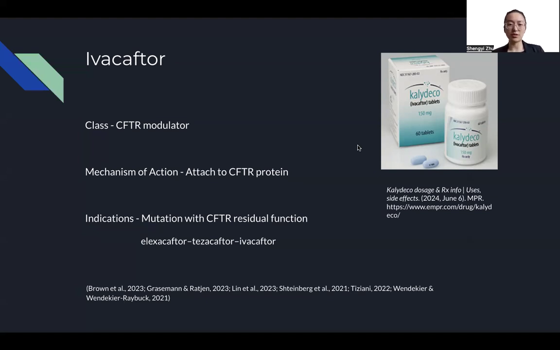Ivacaftor helps to enhance mucus hydration and promotes better removal from the airways by enhancing the activity of the chloride channel. It is used in patients with mutations that cause residual CFTR function. In patients with these mutations, it is used to enhance lung function, lessen the frequency of pulmonary exacerbation, and enhance overall quality of life. But only about 5% of people with cystic fibrosis have a variation of the disease that reacts to ivacaftor monotherapy. It is more commonly used as part of triple combination therapy that benefits 90% of CF patients.